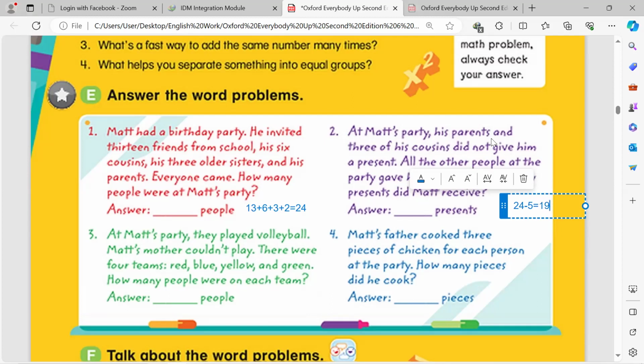Okay, his parents are 2 people, no? 3 of his cousins is 3, no? 5 people. In total, 5 people didn't give him a present, no? All the other people 13 people from his school and people from his sick counting.